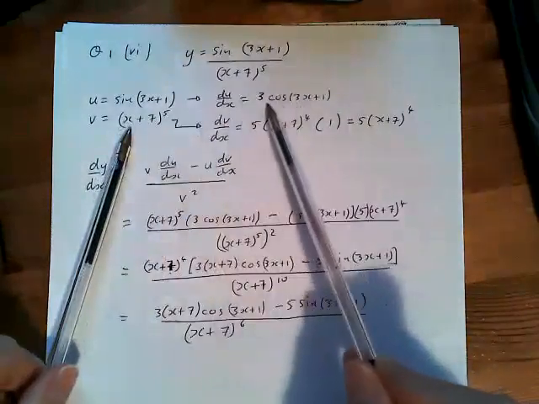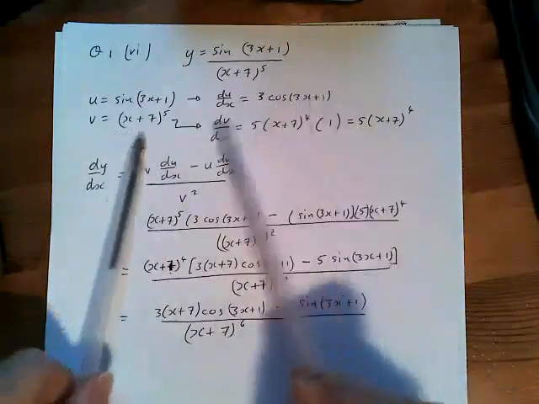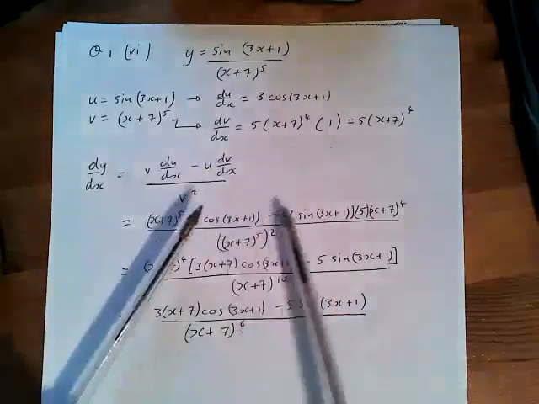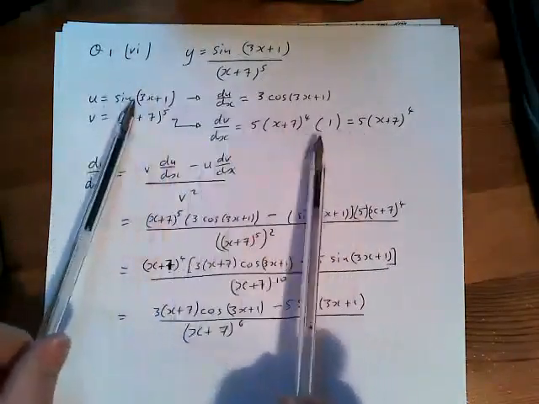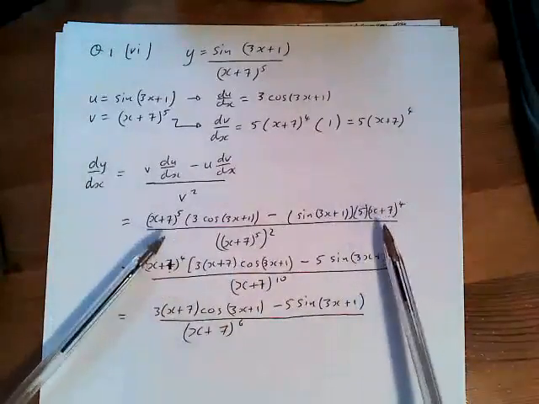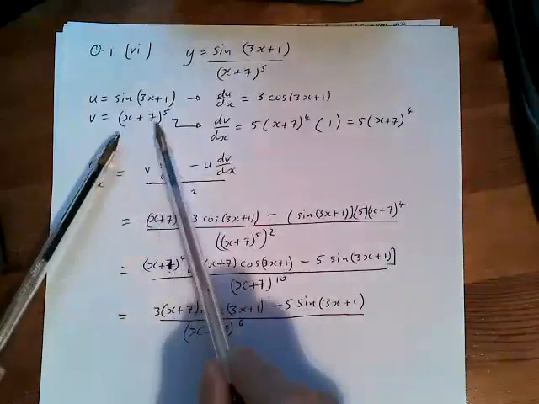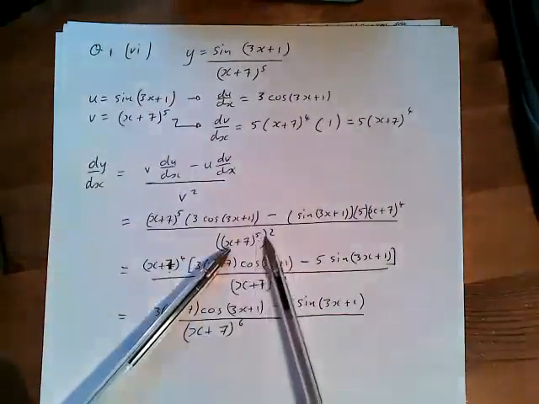That's v, (x plus 7) to the 5. du/dx is 3 times cos(3x plus 1). So we're multiplying these two together. Minus u times dv/dx is a product of these two. Okay. And then it's all over v squared. So v squared is (x plus 7) to the 5, all to be squared.